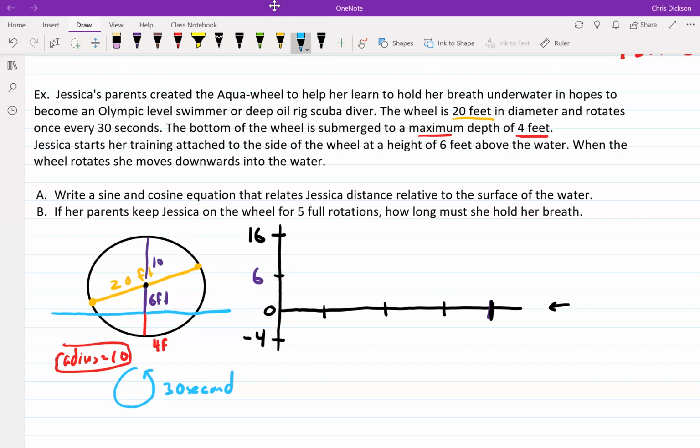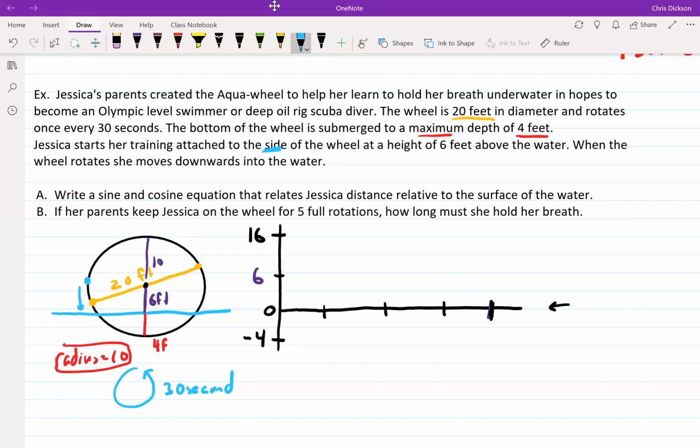So it says Jessica starts her training attached to the side at a height of 6. She's going to start right on the midline, looks like, above the water. So maybe she's starting here, but she could start on the other side. But what's important next is that when the wheel rotates, she moves downwards. So she's going to go downwards first and into the water.